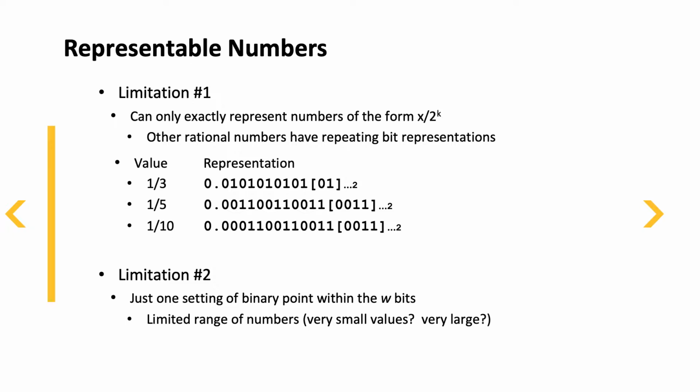The second limitation is that there's just one setting of a binary point within the W bits. We're talking about a computer system, so all I've got is a word size. If I'm dealing with a 32-bit word, I've only got one place where I can put a binary point. I cannot use different binary points in different places. I've just got one binary point to work with somewhere within those bits. Now that limits my range of numbers. If it's way up toward the most significant bits, then I can do a whole bunch of very small values, but I can't do many larger values. If I have it further off to the lower order bits, I can have pretty large values, but I can have a very limited range of small values.